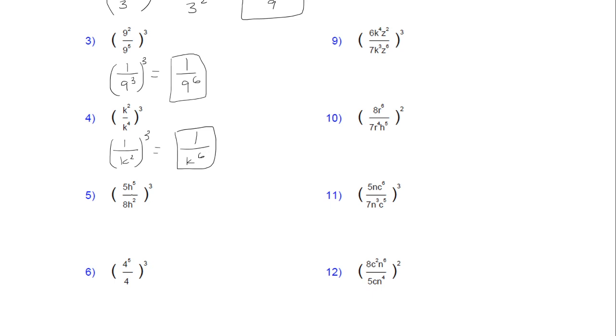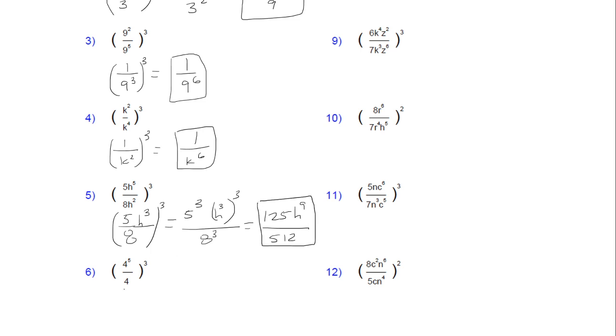Okay, for number 5, 5 over 8 does not simplify, but h to the 5th over h squared becomes h cubed. And then I need to cube everything. So 5 cubed times h cubed cubed over 8 cubed. 5 cubed is 125. H cubed cubed is h to the 9th. 8 cubed is 512.